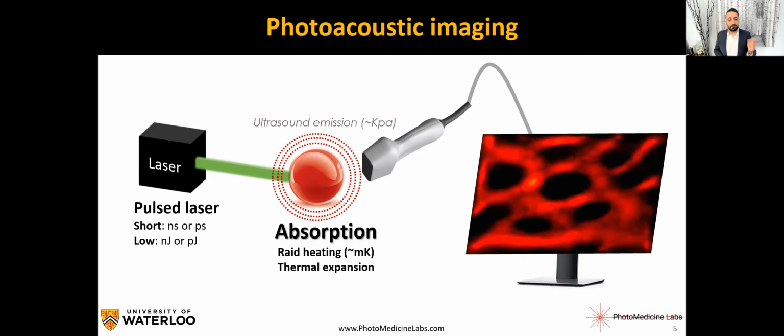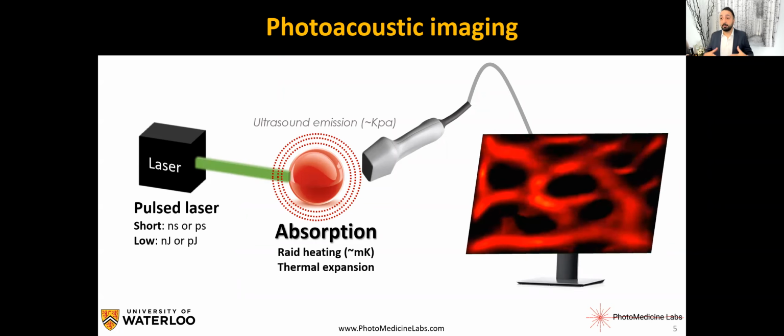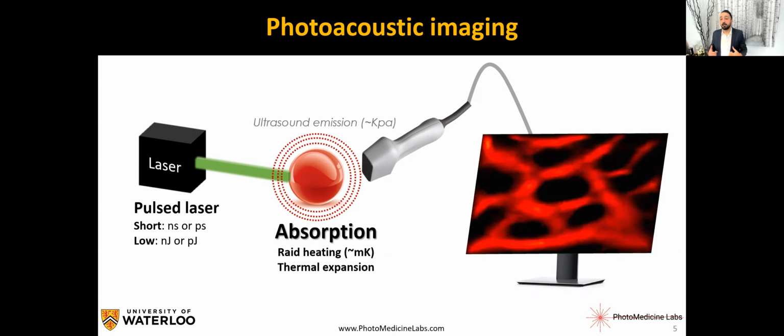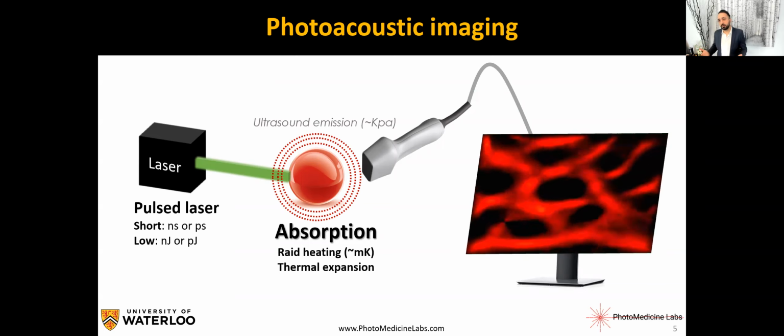So the idea is this laser needs to hit the target. Let's call this laser the excitation laser. Our excitation laser needs to hit the target, and the target that we are trying to image needs to absorb our excitation laser. So absorption is the keyword. This fast pulsed laser gets absorbed by our target, which means we generate rapid heating, which means basically thermal expansion, and that can be translated to ultrasound signals, or in this case, photoacoustic signals.